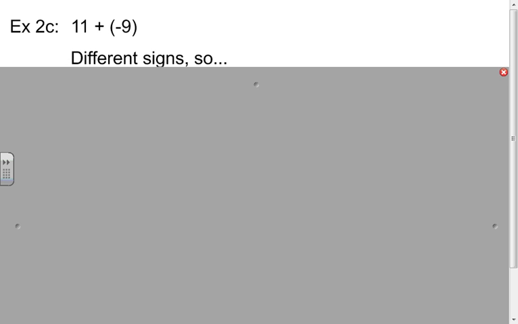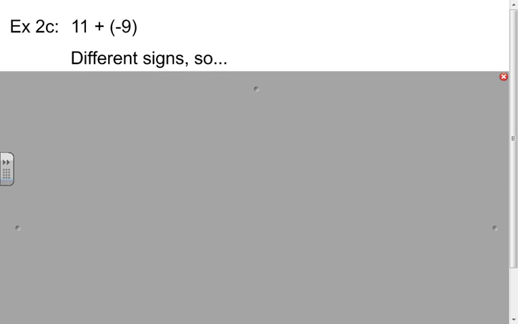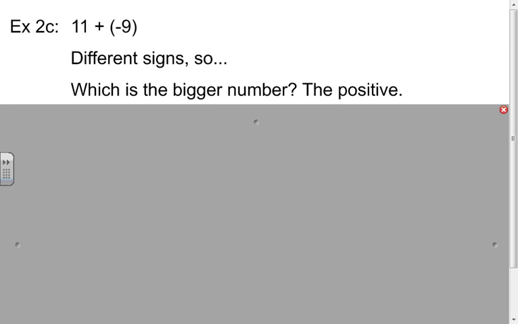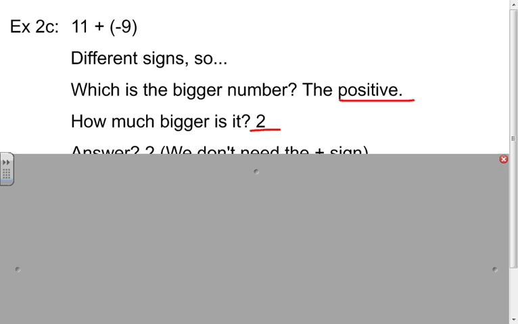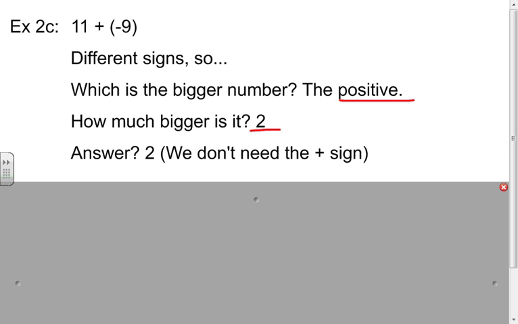11 plus a negative 9, those are two different signs. The 11 is positive, the 9 is negative. Those are different signs. Which one is the bigger number? Well, the 11 is the bigger number, and it's the positive one. How much bigger is an 11 than a 9? Well, it's 2 bigger. So in this case, my answer is positive 2. Now, when you write a positive number, you don't need the plus sign in front, like you do when you write a negative number. Okay? So my answer is just 2.